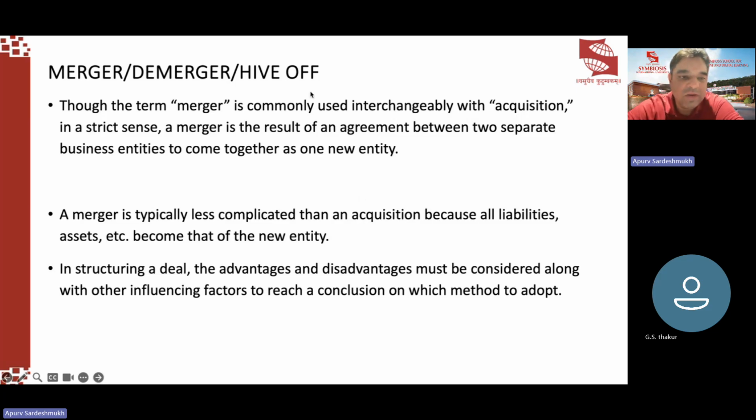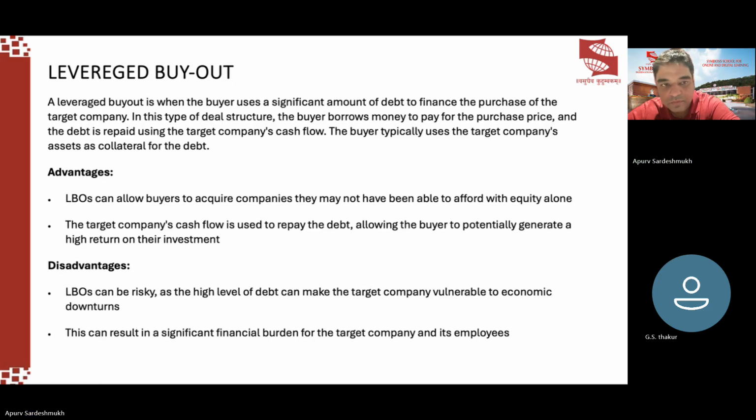In structuring a deal, though, if you're investment bankers involved in investment finance, helping companies in acquiring or selling off, while structuring a deal, the advantages and disadvantages must be considered, along with other influencing factors, to reach a conclusion as to which is the best possible way to structure an acquisition or a merger to go ahead.